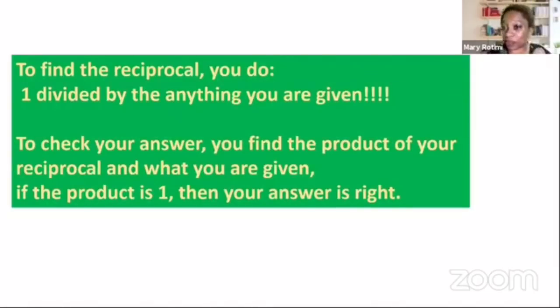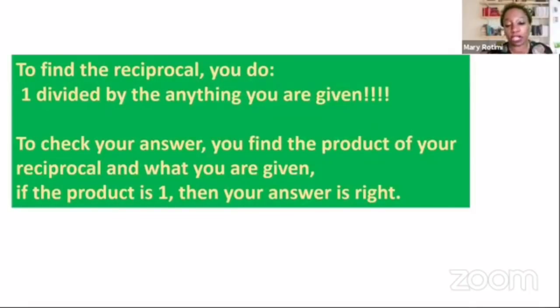But why are you turning it upside down? Do you know why? You're turning it upside down because 1 divided by what you're given will literally turn the number upside down. So that's why you're turning whatever you're given upside down. You must know the reason. And that's why you've got to show your work now.